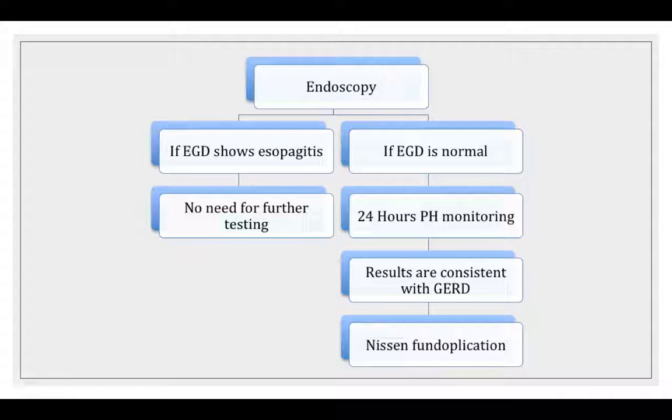So first, if endoscopy is showing esophagitis, then it's clear cut. We have to start with the treatment, right? But if endoscopy is normal, then we will proceed to 24-hour pH monitoring. If results are consistent with GERD, then we will proceed to the surgical option. And for the surgical option, we have Nissen fundoplication.